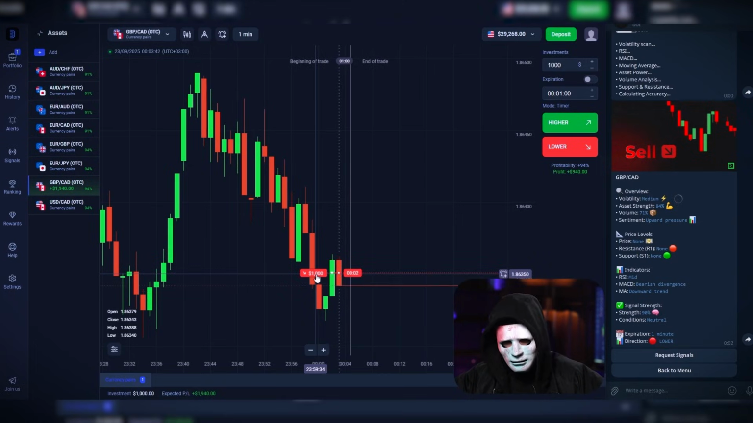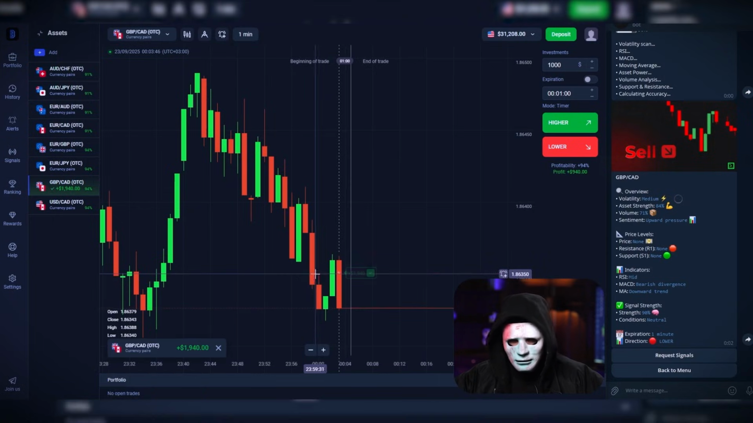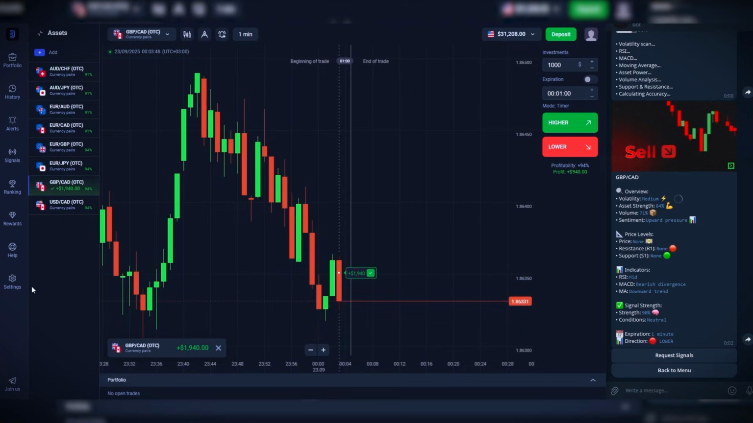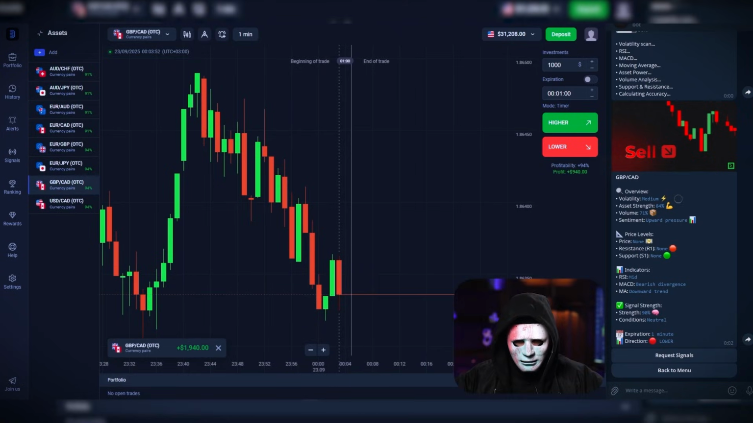There it is. It dropped sharply down. Buyers can't handle the resistance. And that's a perfect ending. $31,000 in the balance. I think that's a video worth watching.